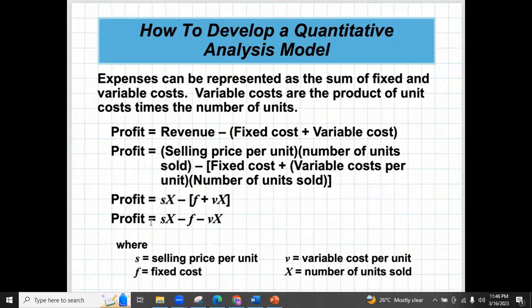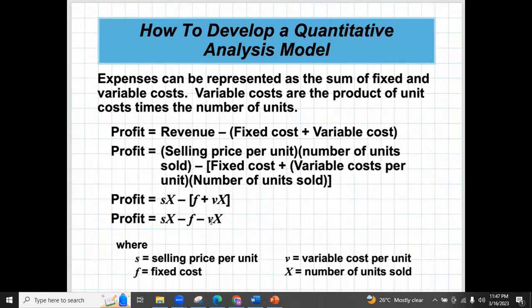So profit is the selling price times X, minus, remember, even in quantitative analysis, it's not a math class, but the distributive law still works. The negative sign has to distribute over the F and the VX. So it becomes SX minus F minus VX. Well, we have two X's. We probably should use the distributive law in reverse, which I think we will do on the next slide, actually.